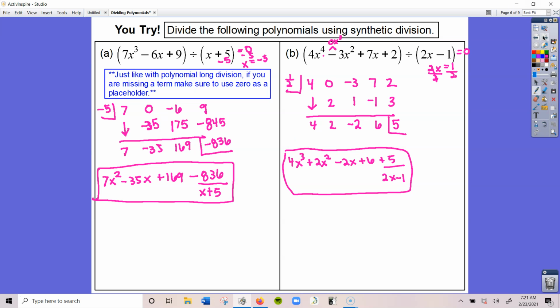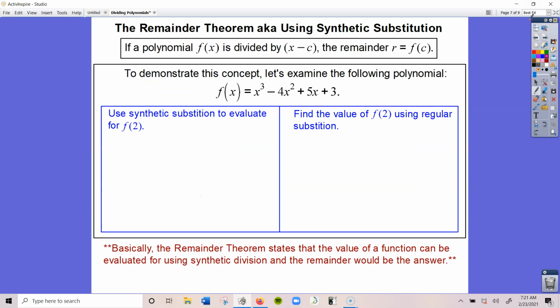Now, let's look at the remainder theorem. What the remainder theorem states is that if you were trying to find a function value, the remainder would actually be that function value. So it's best to explain it using an example. I have here f of x is equal to x to the third minus 4x squared plus 5x plus 3. If you were trying to find f of 2, what we would normally do is plug in 2 for every x and evaluate. Now, the remainder theorem states that you don't have to do that.